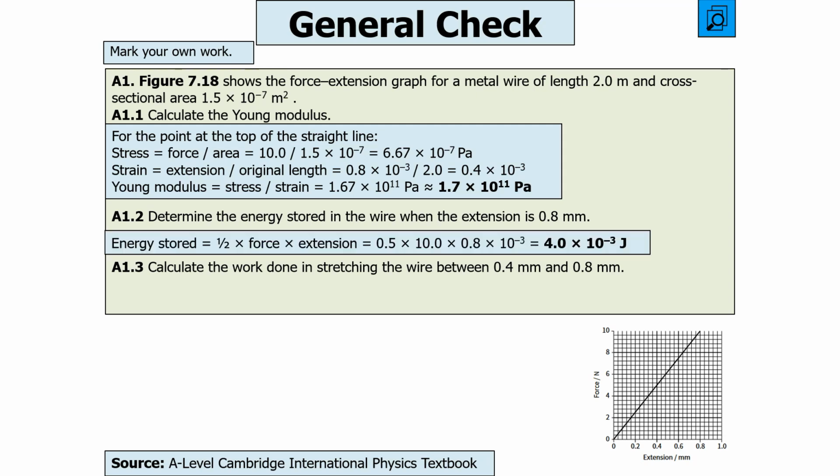The energy stored is a half times force times extension. So we've got the force to be 10. We've got the maximum extension to be 0.8 millimeters. So it's 0.8 times 10 to the minus 3. So it's 4 times 10 to the minus 3 joules.